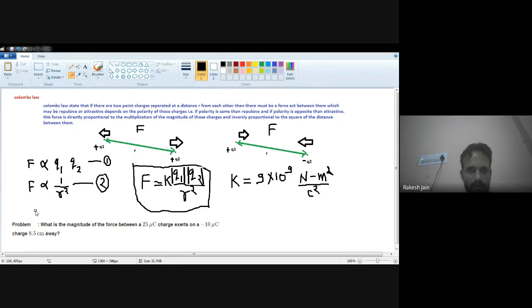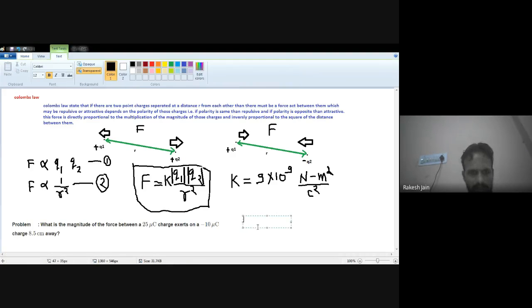But when we use the formula, we should use the magnitude. So Q1 is 25 multiplied by 10 to power minus 6 and Q2 is 10 multiplied by 10 to power minus 6. And they are separated at a distance of 8.5 centimeter. Because we have to use the MKS system, we have to use meter for the distance. So 8.5 centimeter will be converted to meter, meaning 8.5 divided by 100, so it will be 0.085 meter.